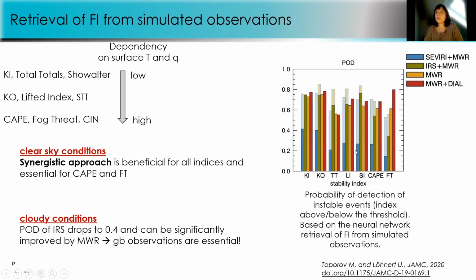So I won't show the results for cloudy conditions, but it could be shown that probability of detection from IRS drops down to 0.4, and that under cloudy conditions, the ground-based observations are essential and must be added to the satellite measurements.